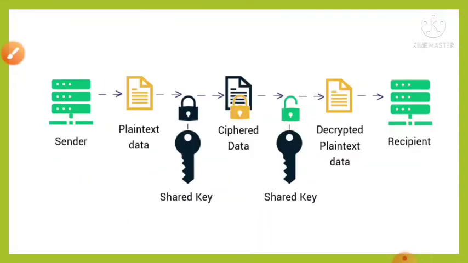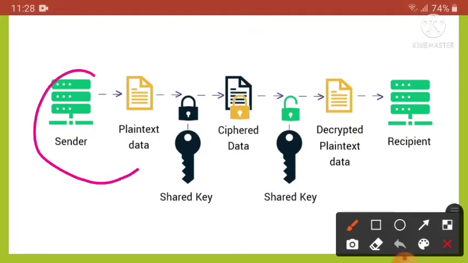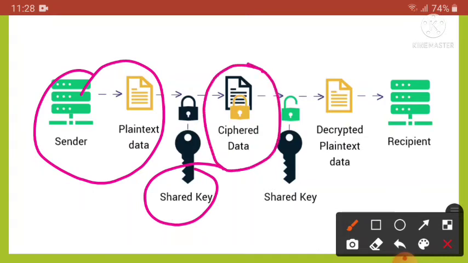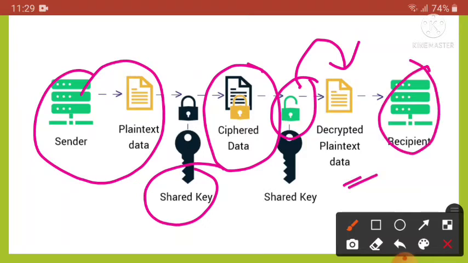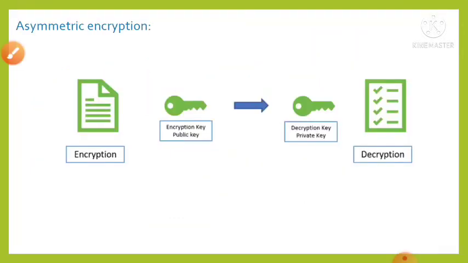You can see this. The sender sends the plain text, and using this key it gets ciphered data, and then using this private key again it converts into the decrypted plain text data. Then recipients can see this data. Only recipients who are authorized can access this data or information. So these were the types of encryption.